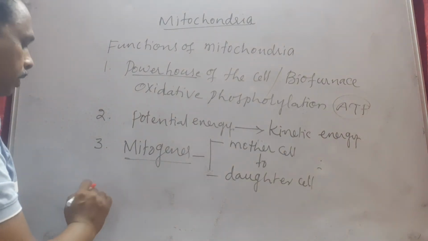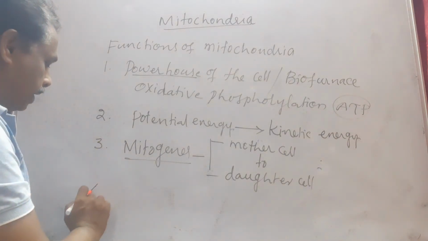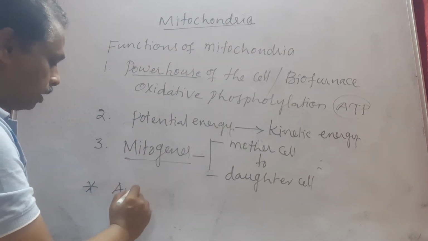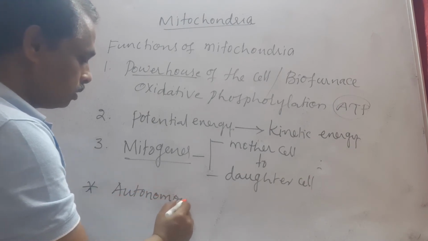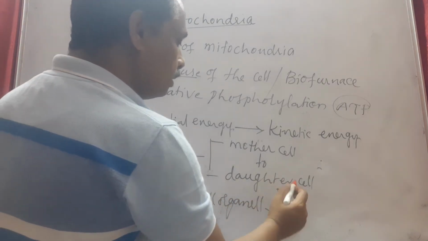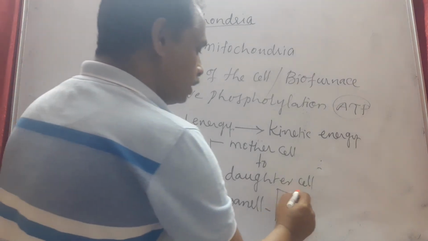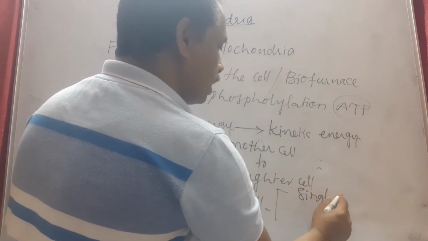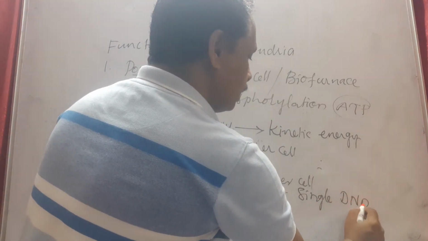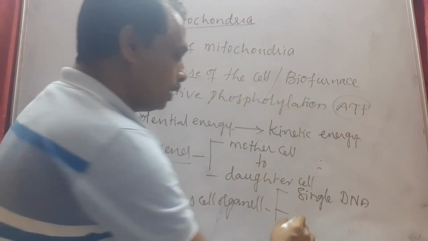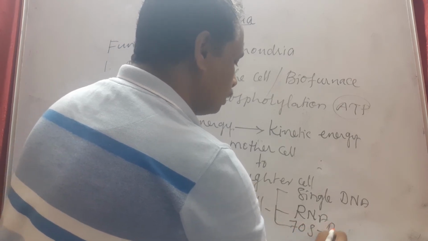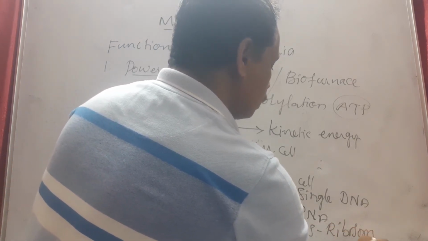So one important thing, mitochondria is an autonomous cell organelle. Why is it called an autonomous cell organelle? Because the matrix of mitochondria contains its own double-stranded DNA. And all three types of RNA are present. 70S ribosomes are also present.